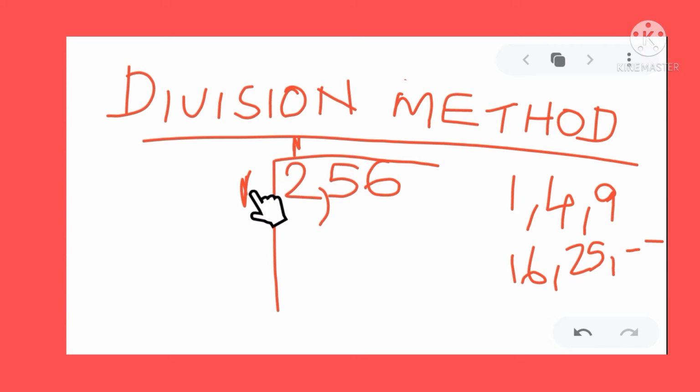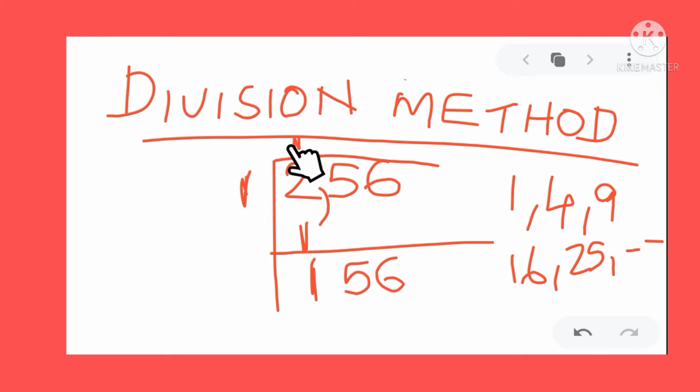Then multiply 1 and 1. Then it is 1 here. Subtracting, we will get 1. Then bring down 5, 6 together. Then write the double of 1. Here is the 1, then the double of 1 we want to write. Double of 1 is 2.